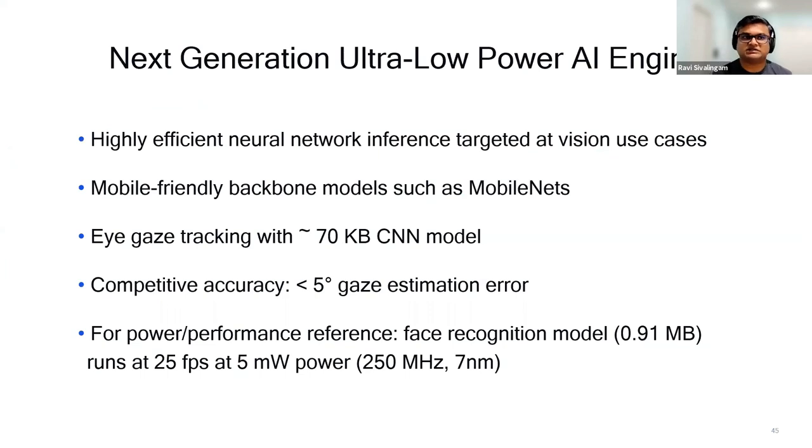I'd like to end with the last slide here with a teaser about a next generation ultra low power AI engine, which is a highly efficient neural network inference engine targeted at mostly vision use cases. It supports mobile friendly backbone models such as MobileNets, especially with depthwise convolution layers and bottleneck blocks. We've demonstrated eye gaze tracking with a 70 kilobyte CNN model with a very competitive gaze estimation error. Also, we've demonstrated face recognition with a model that's less than 1 megabyte in size. It runs at 25 frames per second with an estimated 5 milliwatts of power at 250 megahertz in a 7 nanometer process node. So stay tuned, we'll see more from Qualcomm about this.